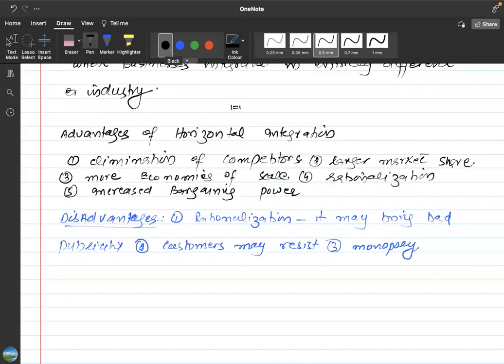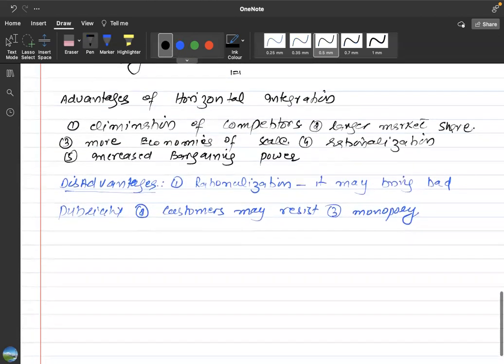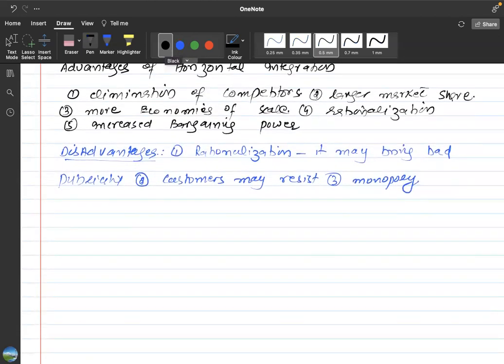Another integration that we studied is the forward vertical integration. We'll talk about the advantages of forward vertical integration. Forward vertical integration was the integration in which two businesses are integrating that belong to a similar industry, but one belongs to the next level of operations.